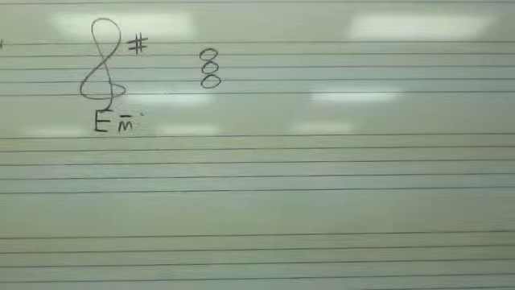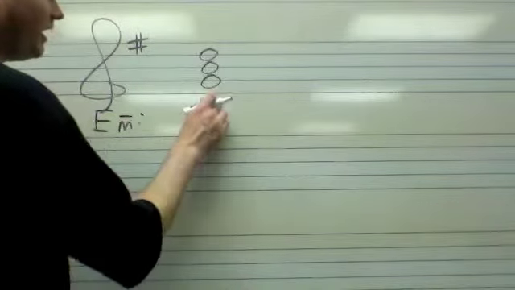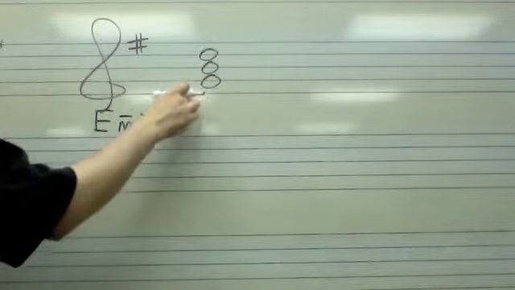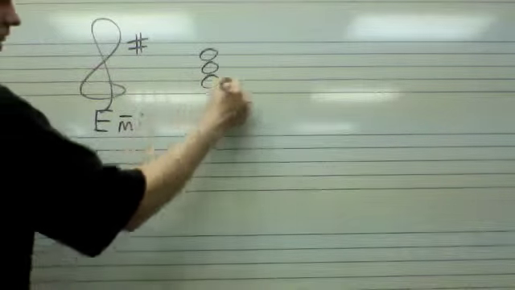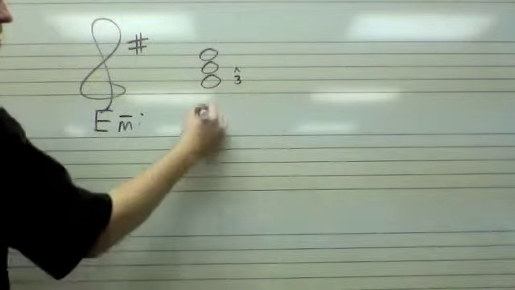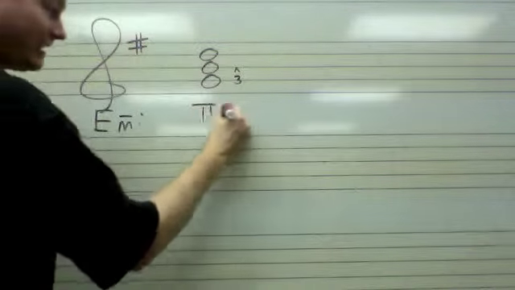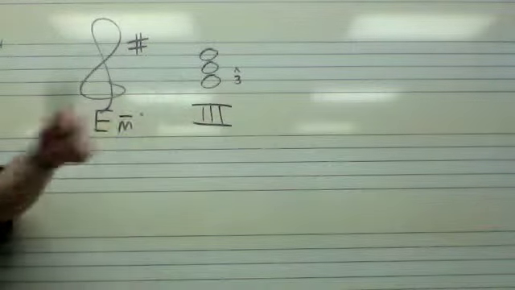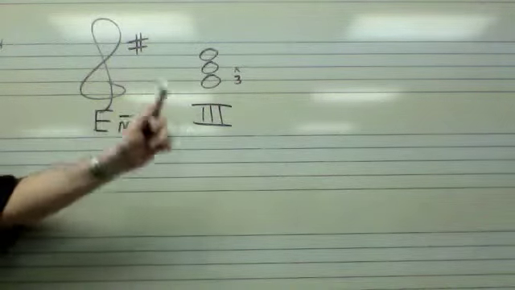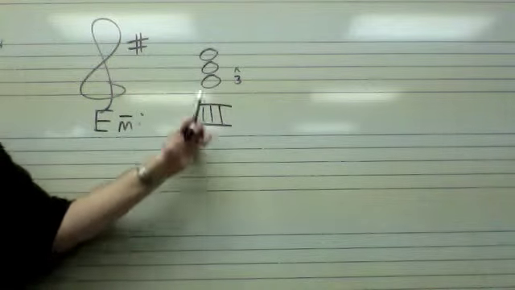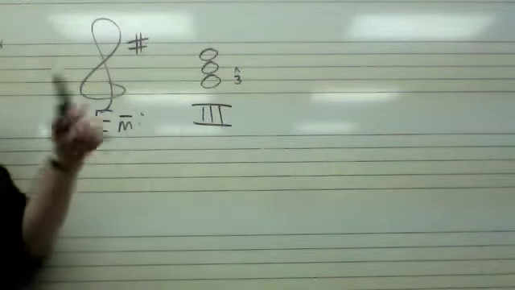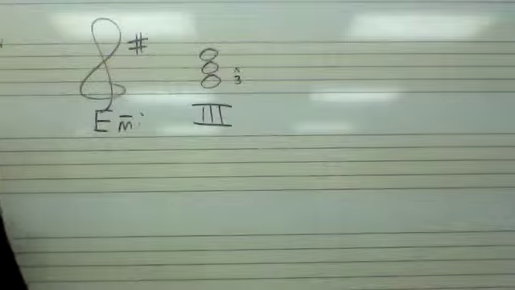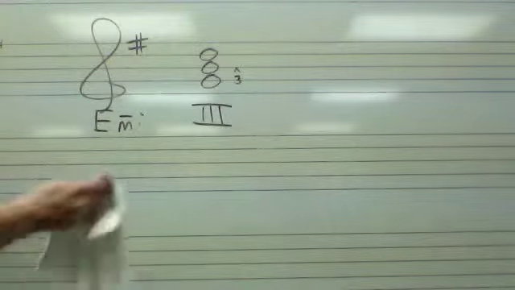E minor, this is a G major chord. G is the third scale degree in E minor. So this is going to be a Roman numeral 3. It's going to be an uppercase Roman numeral 3 because it's a major triad. So an uppercase Roman numeral 3. Remember that it's referring to the quality by being upper or lowercase, and it's also referring to the scale degree of the root.